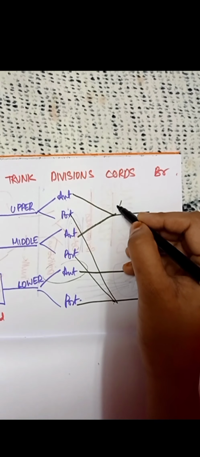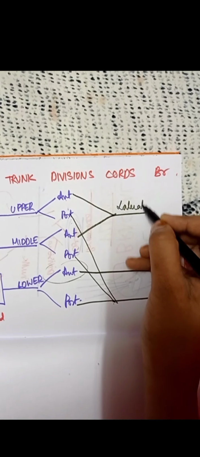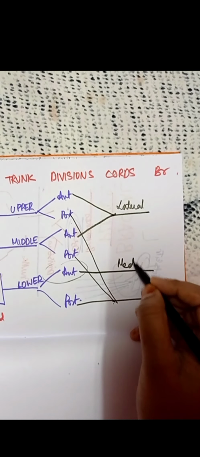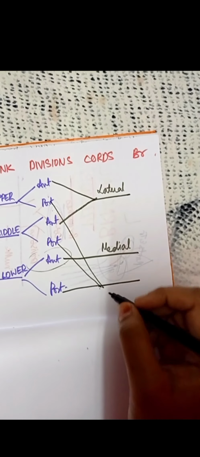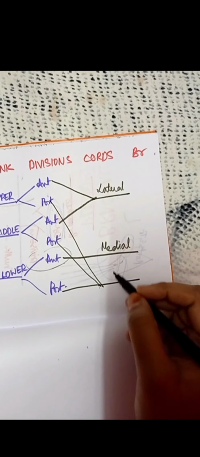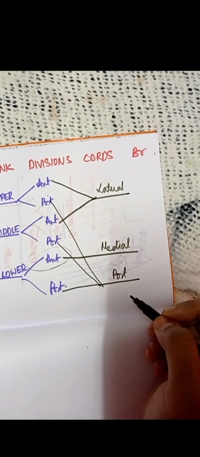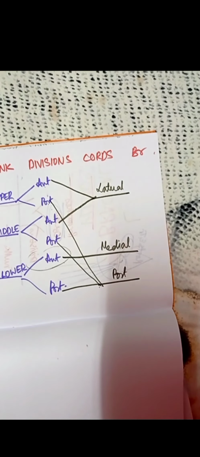This is the lateral cord. This is the medial cord. Middle mein hai medial. Remember like this, medial cord. All posteriors combining to form the posterior cord. Very nice, na? Very easy.